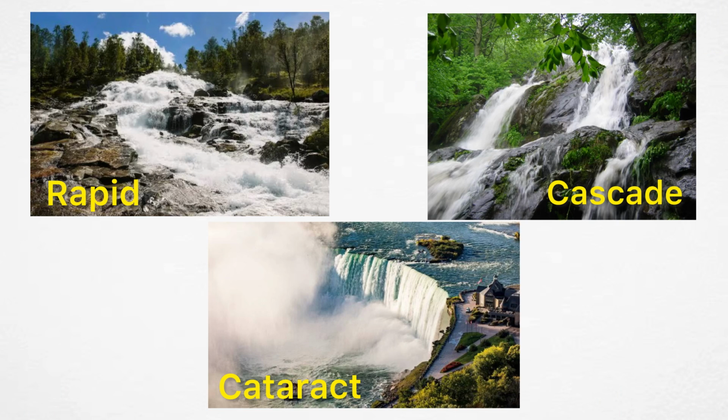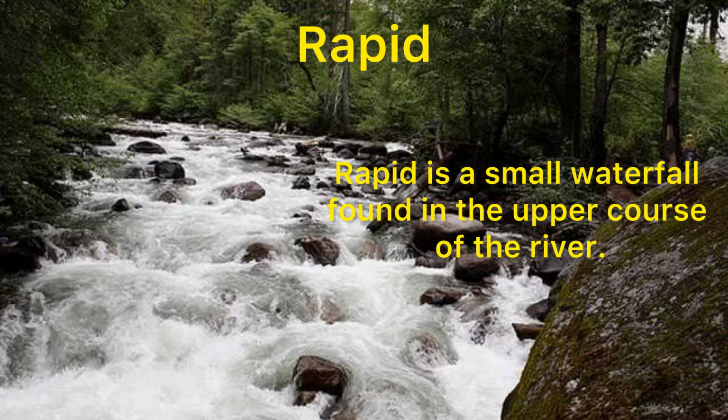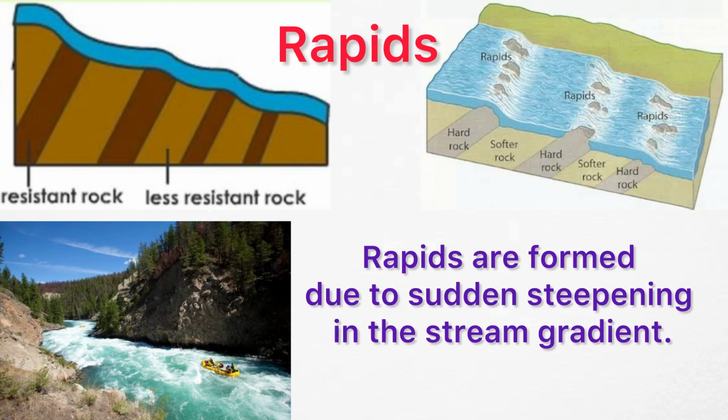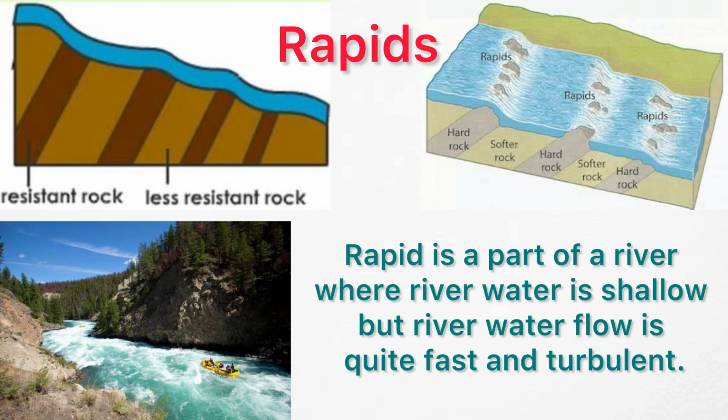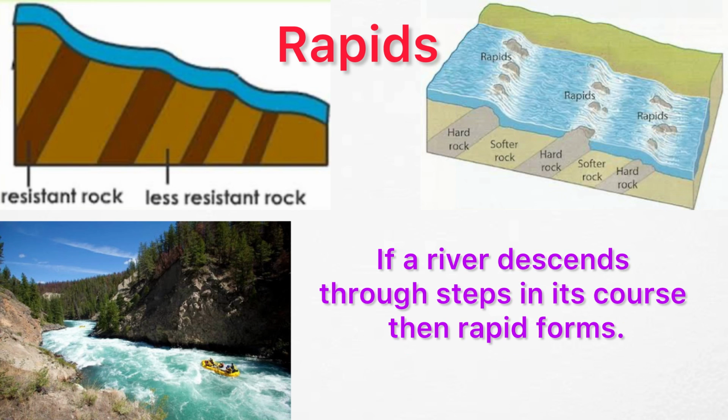Rapid, cascade and cataract are the most common types of waterfall. A rapid is nothing but a small waterfall. It is the most characteristic feature in the upper course of the river. Rapids are formed due to sudden steepening in the stream gradient. A rapid is a part of a river where the water is relatively shallow, but the flow is quite fast and turbulent. If a river descends in small steps like a staircase in its course, then a rapid forms.